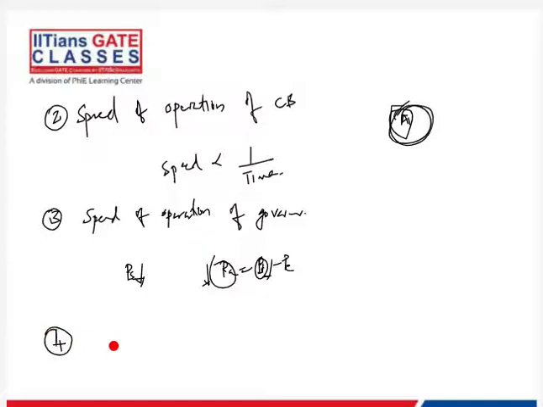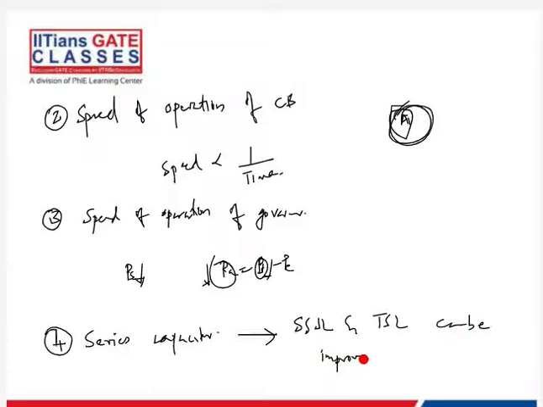Then the fourth option to increase the stability, which is the same as what we saw in steady state stability also, is that we can install a series capacitor. This is one important fact: both steady state stability limit and transient stability limit can be improved using a series capacitor. Very important factor.